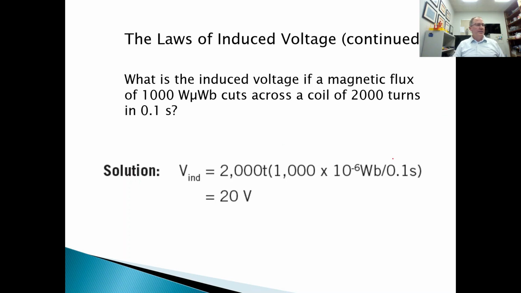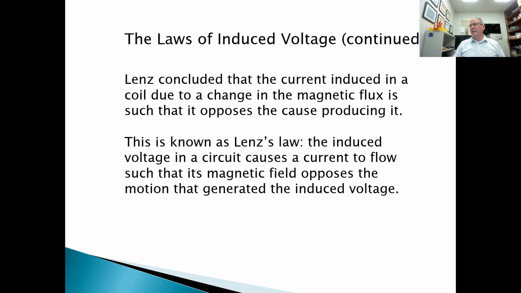You take 2,000 turns and you divide that. So you take 2,000 turns times 1,000 microwebers divided by 0.1 seconds, and you end up with 20 volts. So that would induce 20 volts into our circuit.